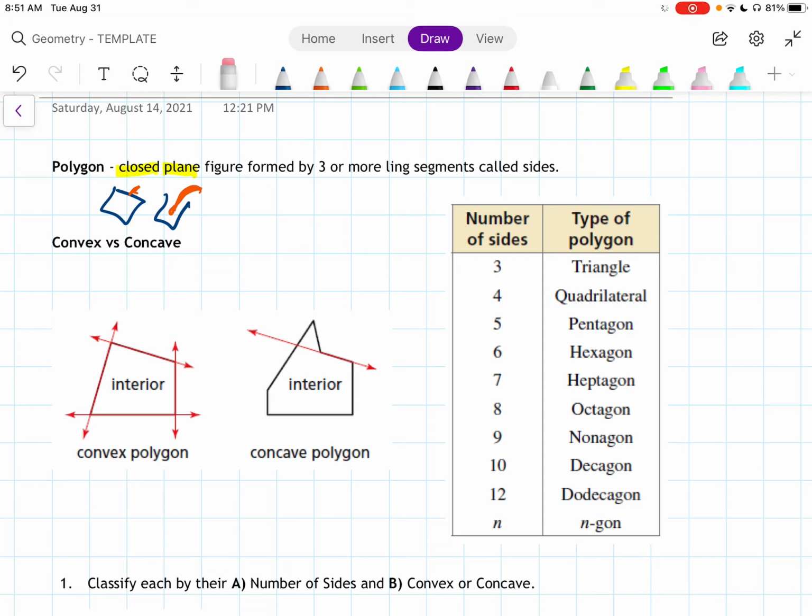Convex versus concave. A convex polygon is a polygon that if you were to extend all of its sides, then it wouldn't cut anything off. A concave polygon, you could extend a side, right? This side right here is extended, and it cuts it in parts there, right? So a concave polygon cuts itself whenever the sides are extended.